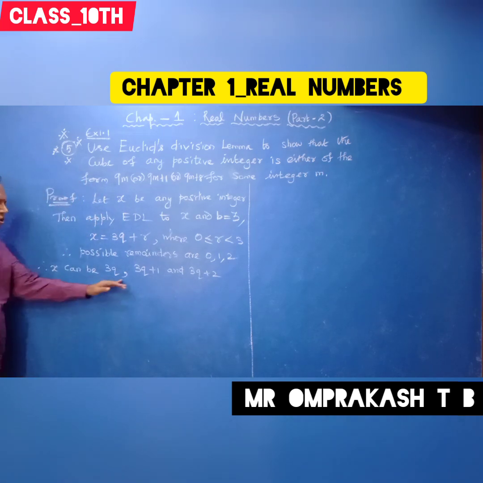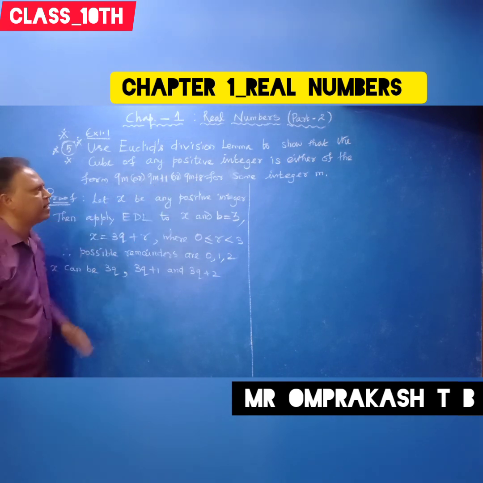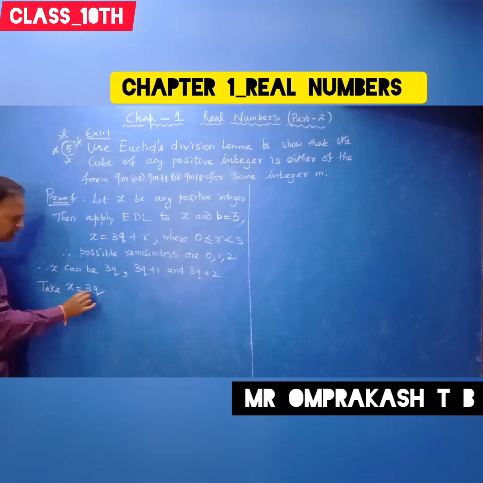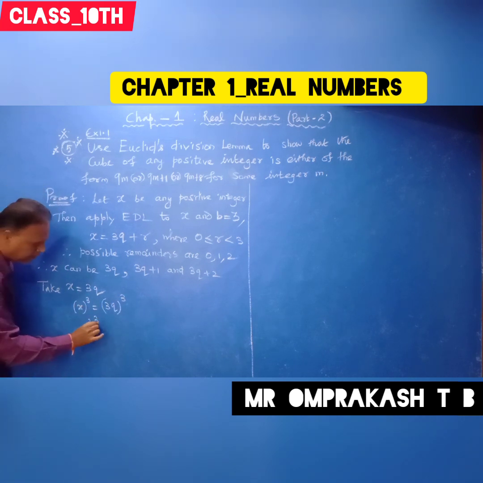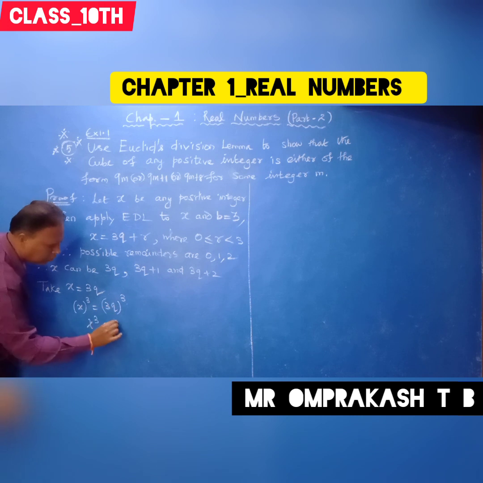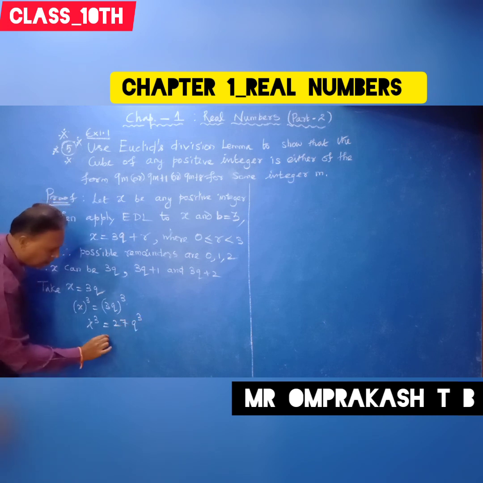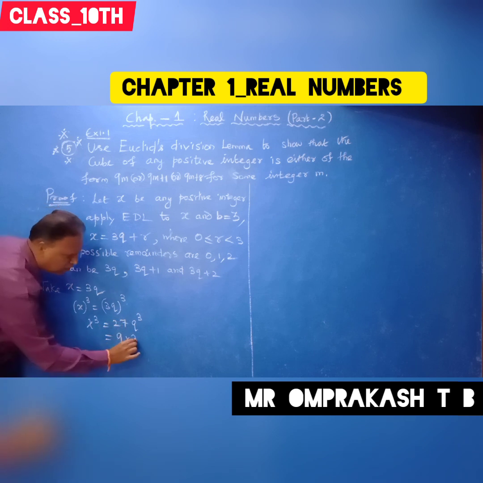So now what you have to do is take the cube of all the 3 numbers. Clear? Then you have to get the form 9m or 9m plus 1 or 9m plus 8. So first take the first number, x is equal to 3q. Taking cube on both sides, x cube is equal to 3q the whole cube. So x cube is equal to 27 q cube. But here we have to get the form 9 into something; 27 can be written as 9 into 3, then q cube. Understand?